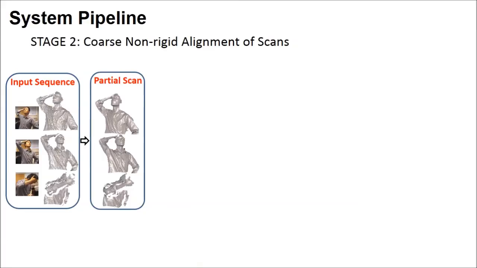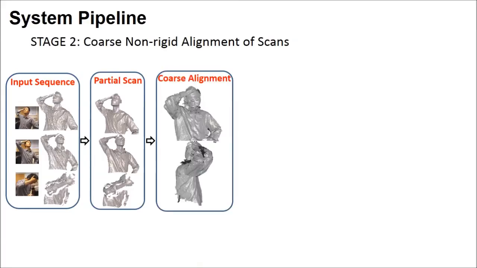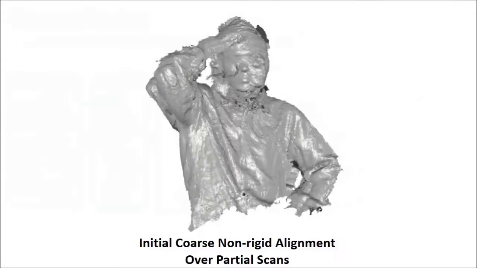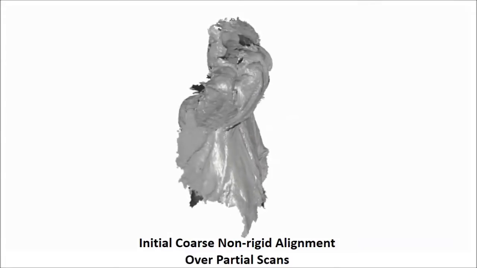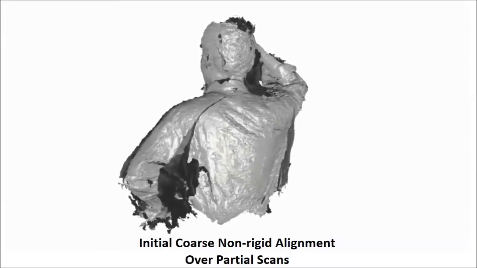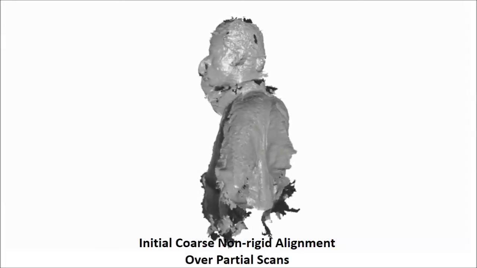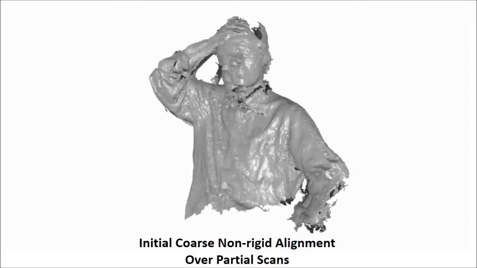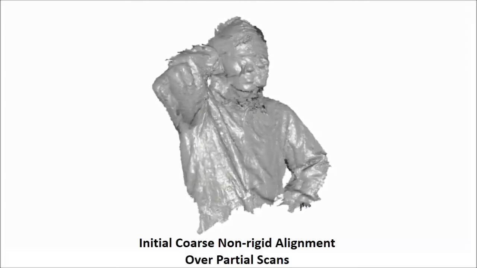In the second stage, we compute a coarse alignment of the partial scans. We set the first scan as the reference, and consecutively deform each of the remaining scans to align with the reference scan. As expected, the loop closing causes significant issues, manifesting in the appearance of duplicate noses and arms in the coarse alignment shown here.